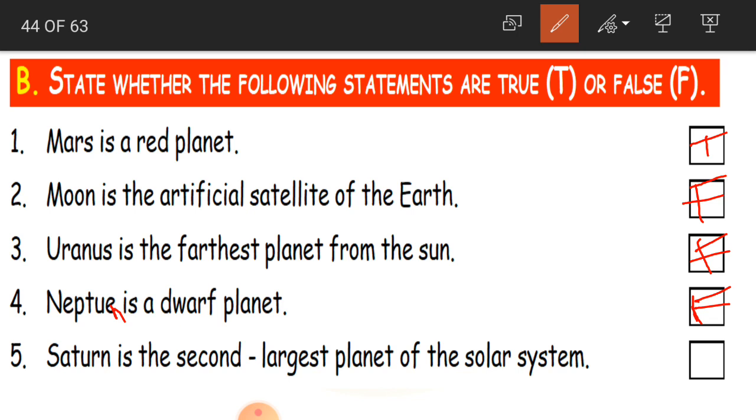Okay. And the fifth one is Saturn is the second largest planet of the solar system. Saturn is the second largest planet. Is it true? Yes, this is true. Jupiter is the largest planet and Saturn is the second largest planet. This is true, children. Clear?